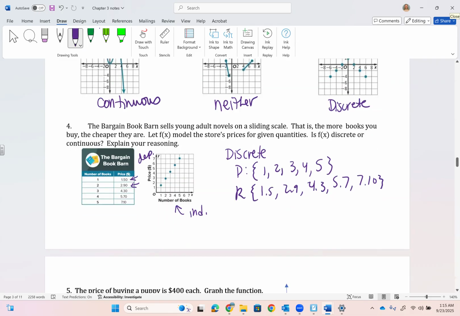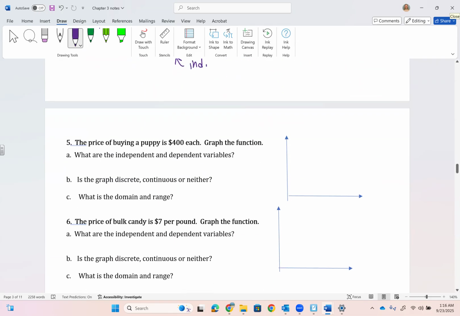And then the next one we've got would be 5. Okay. The price of buying a puppy is $400 each. Okay. Graph the function. So the independent variable would be the number of puppies. That's kind of what you choose. Okay. And as a result, the cost. So this is the number of puppies. And this is going to be the cost.